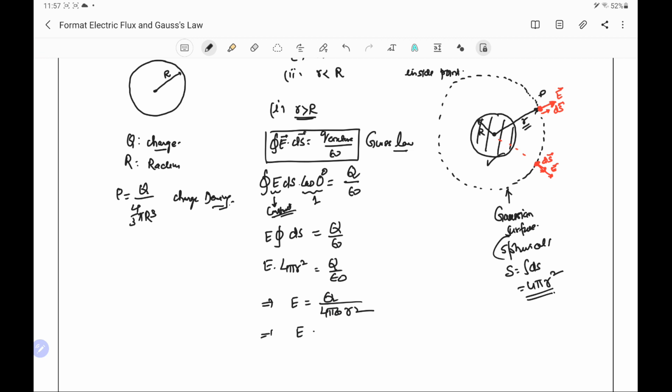Also we can write it in the form which we know, Q by r square, and this is similar to the formula for point charges. So here we can say that for an outside point, the charge on the non-conducting sphere, which is distributed uniformly over its volume, can be considered as concentrated at the center, and the electric field due to this non-conducting sphere will be just like that of a point charge. It is 1 by 4 pi epsilon naught into Q by r square.